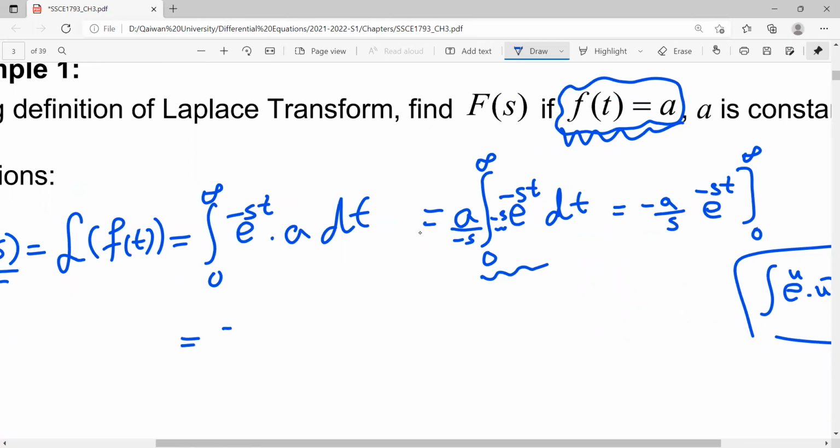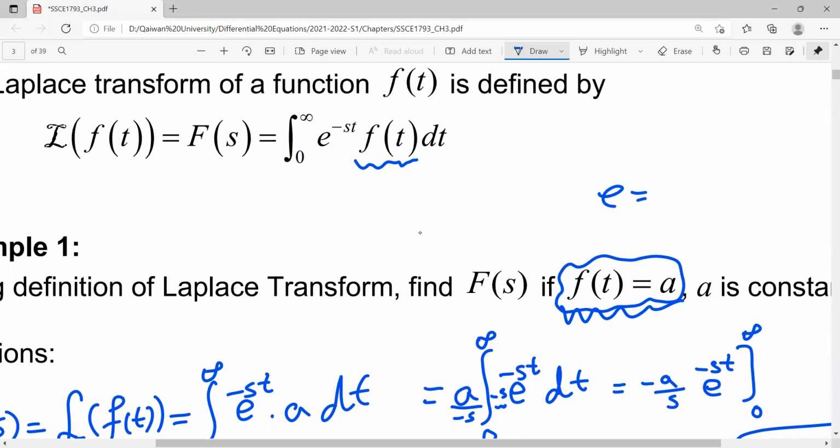This equals minus a over s e to the power minus s times infinity. Minus s times infinity is still infinity. If you multiply any number by infinity, it is infinity. s is a constant, and multiplying by infinity is still infinity. That means we get e to the power minus infinity, minus e to the power 0. E to the power minus infinity is 1 over e to the power infinity. e is 2.71, to the power infinity is infinity.